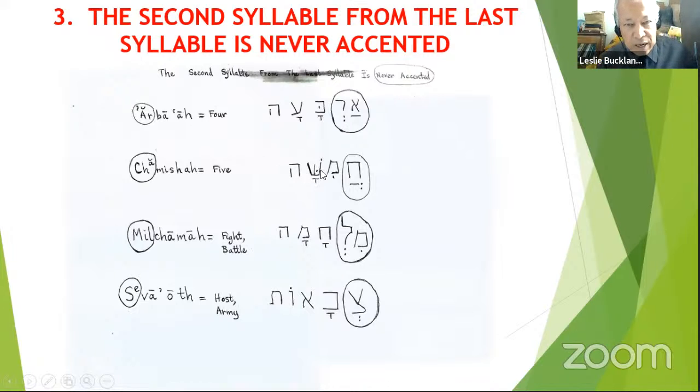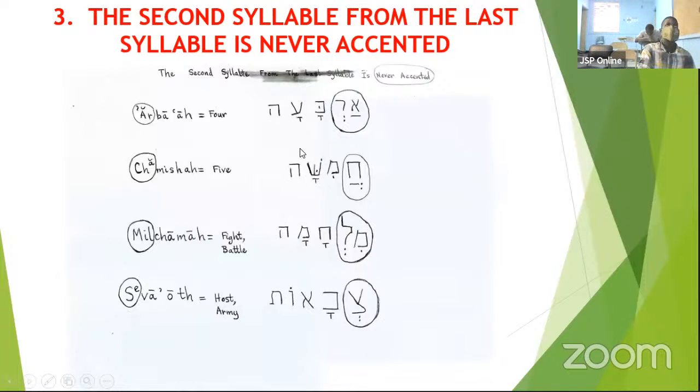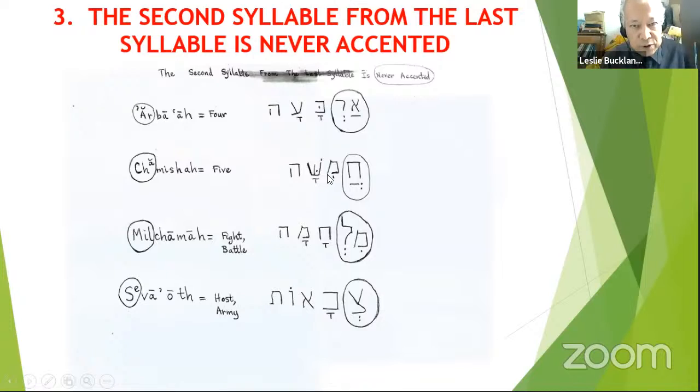Well, let us find the last syllable. The last syllable is sha. That's the last syllable. So what is the first syllable away from the last syllable? It is mi, short kirik, mi.